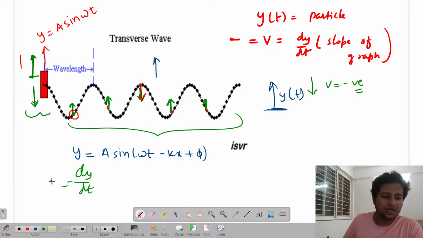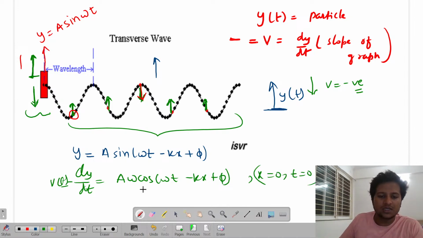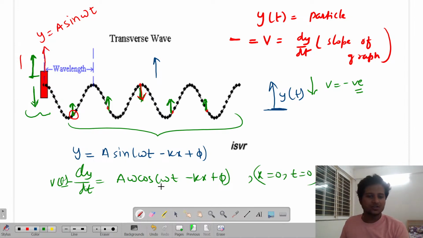This is the velocity of particle. You get it as a omega cos omega t minus kx plus phi. But if I put x is equal to 0, t is equal to 0, I'm getting what? I'm getting it as a positive value. But this should actually be negative. So how to get it negative? Instead of adding pi degrees over here, what we will do? Yeah, we can even substitute with pi.